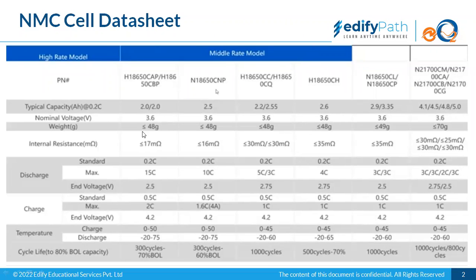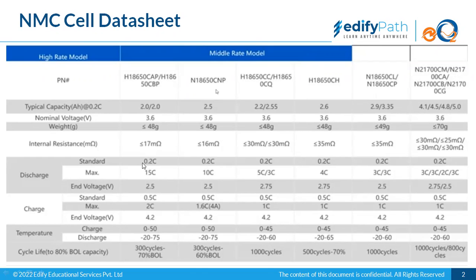Nominal voltage, in NMC cells, is 3.6 flat. Normally the nominal voltage is standard, the same irrespective of the age of the battery. And for weight, all are 48 to 49 gram. Only in the last case the cell is bigger, so the weight is 70 gram. The internal resistances are also different for the different types of cells.